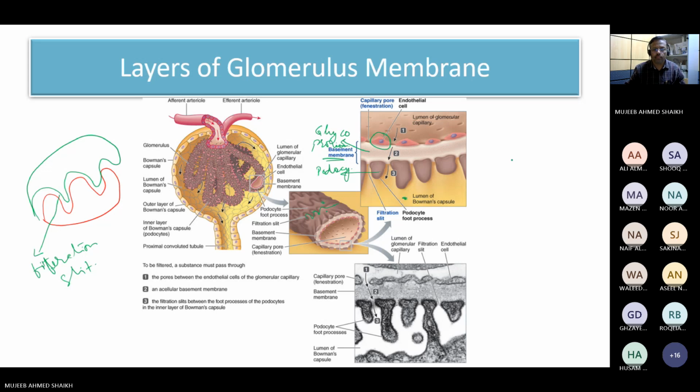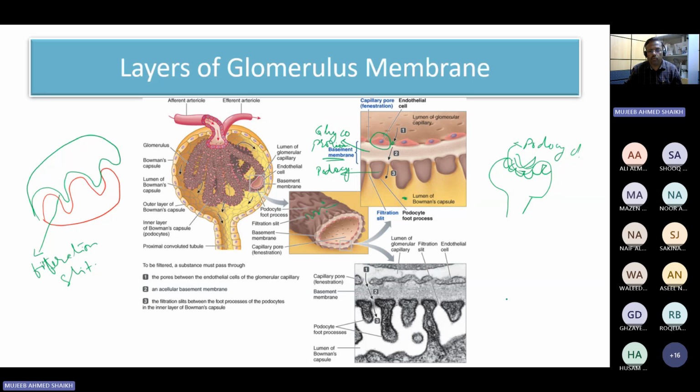So you can imagine like this. These cells are called podocytes, the inner layer. And here is the capillary, and here is the basement membrane. So all three layers are there. From the endothelial cell, it has got slits, filtration slits.